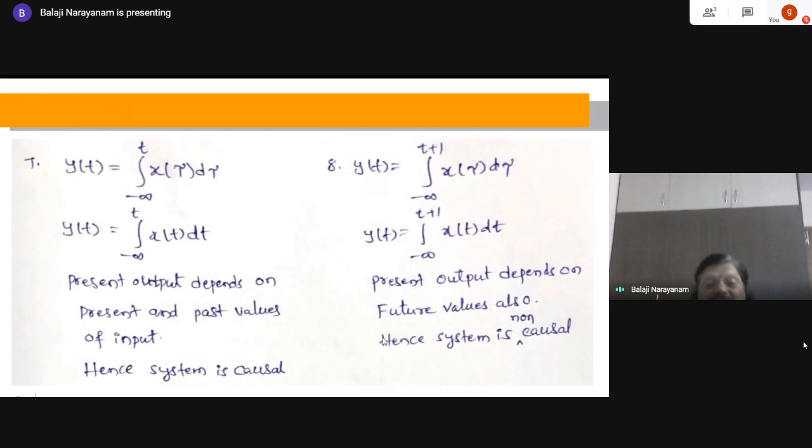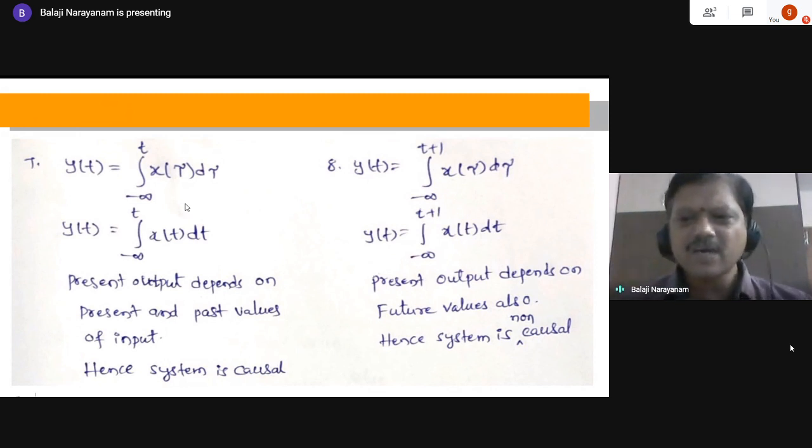Now, let us take another question, the seventh question, which is given as y of t is equal to the integral from minus infinity to t plus 1 of x of tau d tau. You may see that the present output value depends on the future value. In place of t, if you substitute t plus 1, y of t depends on x of t plus 1. Hence, the present output depends on future values also. Here, it is a case of a non-causal system.